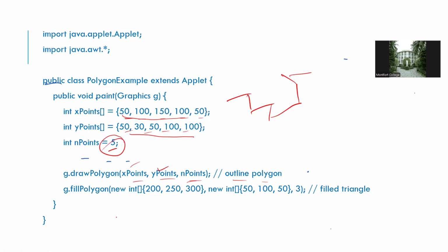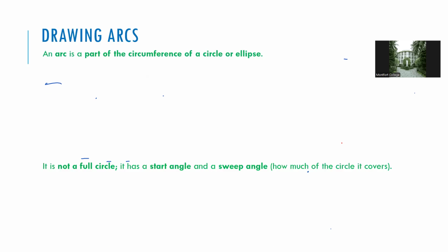Okay, and finally we have fill polygon. In fill polygon, new int 200, 250, 300, and here 50, 100, 50. So the number of vertices we have is 3. So the filled triangle will be something like this.